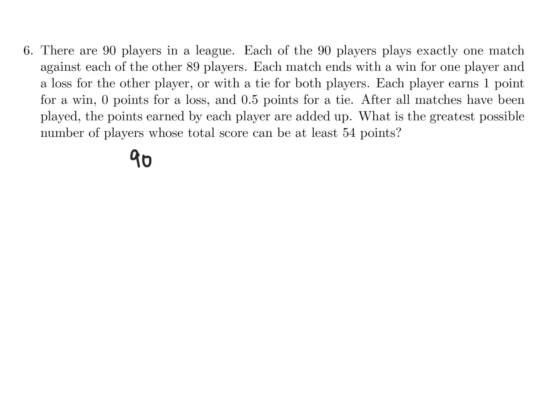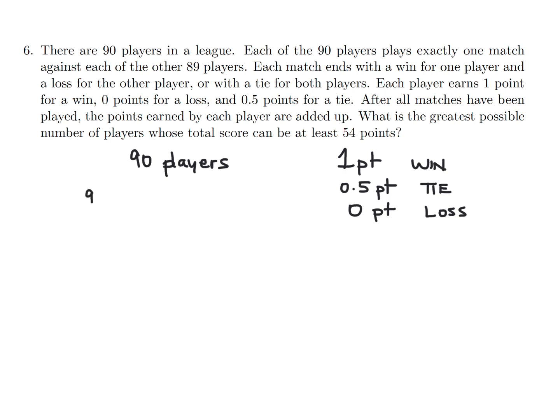So we have 90 players, and you get 1 point for a win, 0.5 points for a tie, and 0 points for a loss. Each player plays the others, so 90 times 89 is the total number of games, but we have to divide by 2 because otherwise we double count. So there's 4005 total games played.